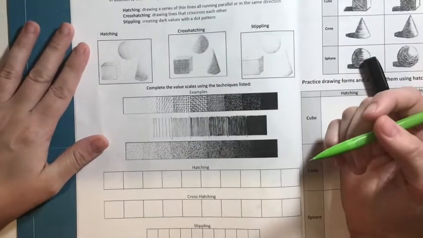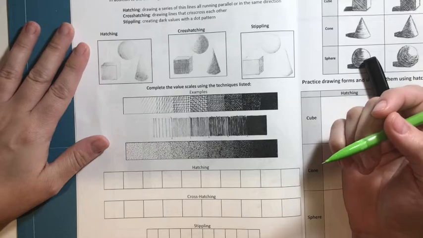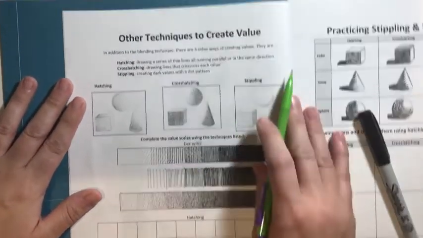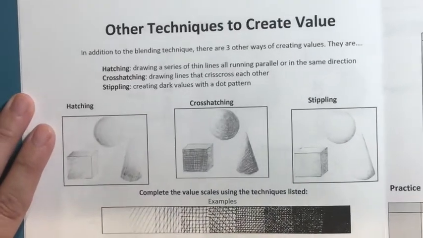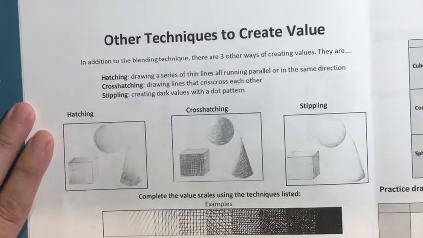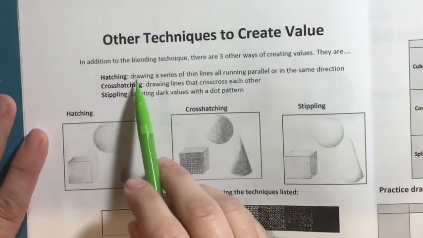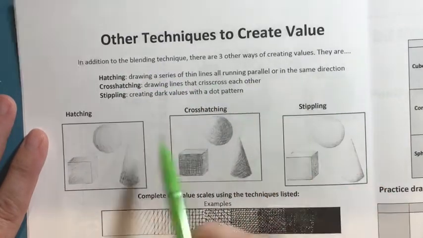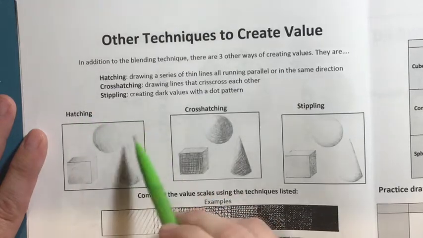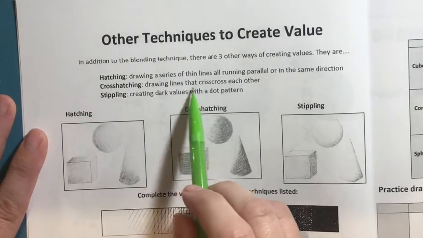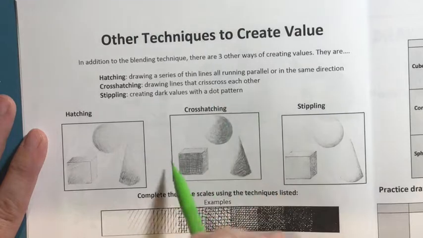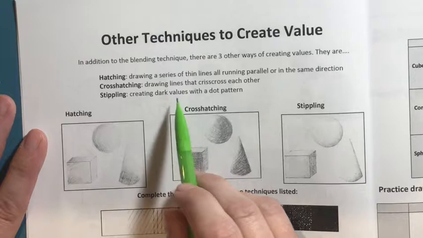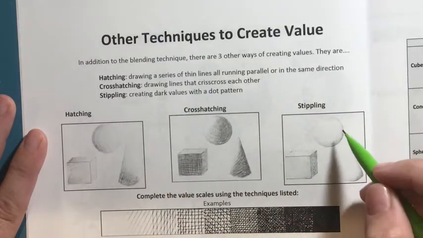We're still going to keep the light source in mind as we do this assignment, but this time, instead of shading, we're going to be using techniques that are called hatching, cross-hatching, and stippling. You can see some of my examples here. Hatching is when you draw a series of thin lines and they all run parallel or in the same direction. Cross-hatching is when you draw lines that crisscross each other, and you can see that example in the middle. And on the right side, stippling is where we create values using a dot pattern.